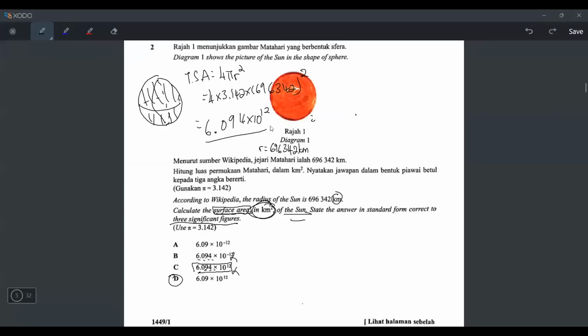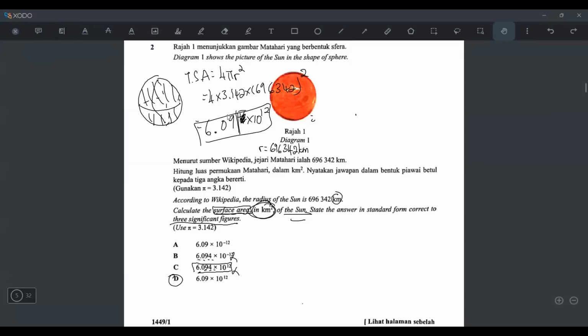Because even though C looks exactly the same here, the reason is because they say in 3 significant figures. That's why I will just write 6.09. But before I erase, of course, I have to check whether this value is 5 or bigger than 5. Because if it's 5 or bigger than 5, I have to plus 1 here. Then it will be 6.10. But since in this case it's a 4, I don't have to plus 1. That's why the answer is D. All right. So that's how you do it.